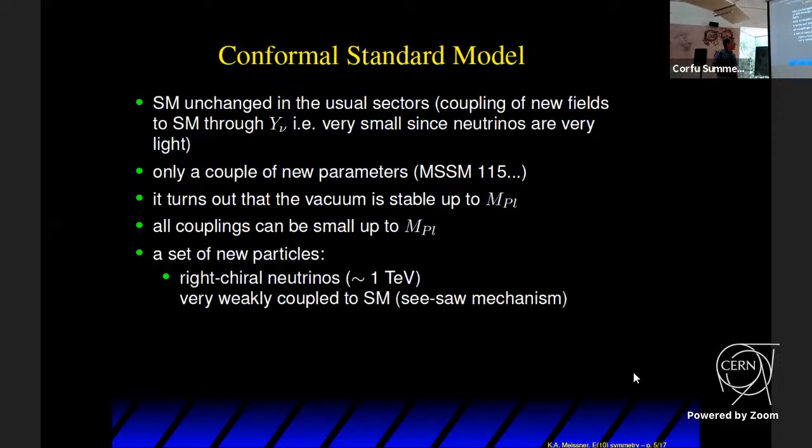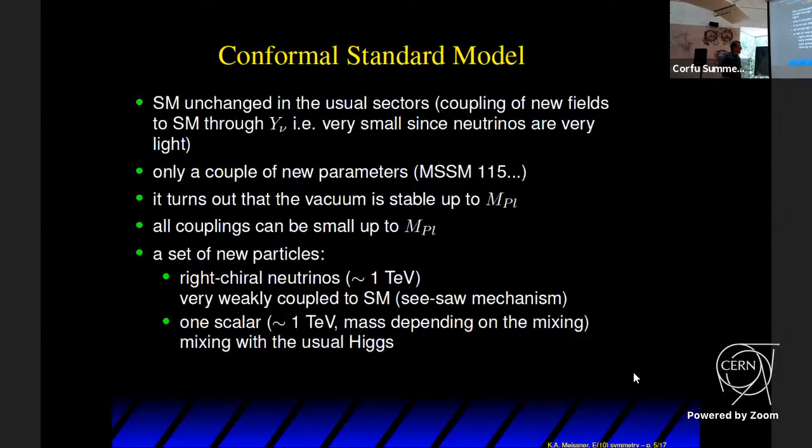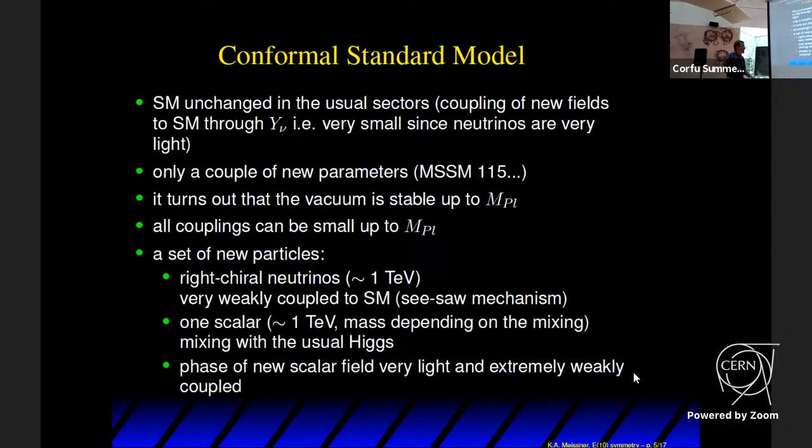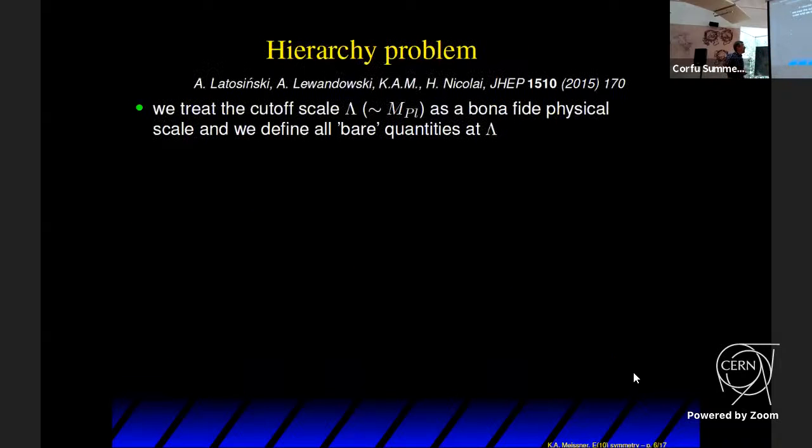A set of new particles is the right chiral neutrinos. We always have them with the seesaw mechanism. They are very weakly coupled to the standard model. One scalar, around 1 TeV, but its mass depends on the mixing with the doublet, so mixing with the usual Higgs. The phase of the new scalar field is very light and extremely weakly coupled. So it's an axion-like particle.